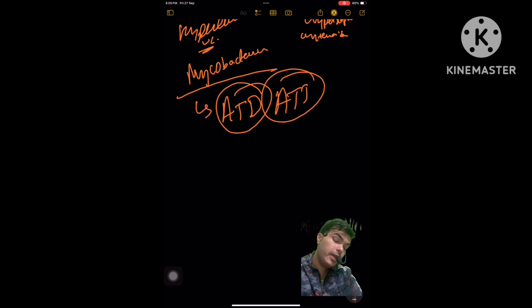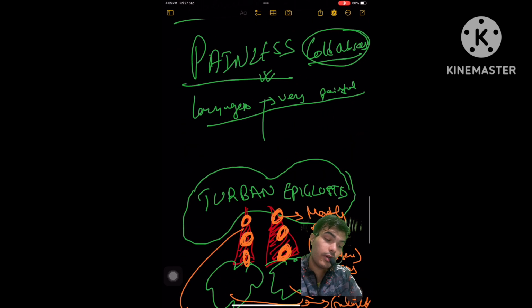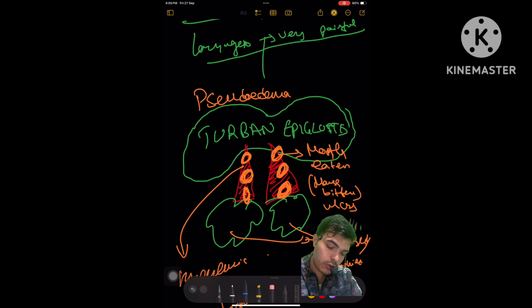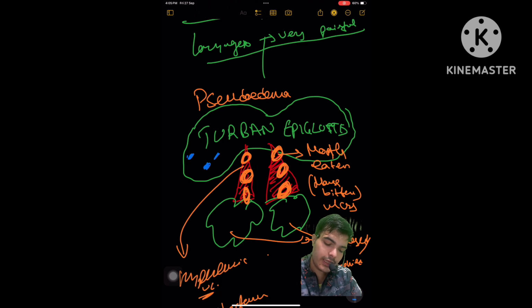Remember that the swelling of this epiglottis is known as pseudoedema. It is known as pseudoedema as it is due to granulomatous infiltration of the epiglottis, because of which there is edema. So what you need to understand here is, here you have certain granulations. We all know that TB is a granulomatous disease, right? So here what happens is, certain granulation tissue is basically embedded, because of which this looks swollen, and that is why it is known as turban epiglottis.